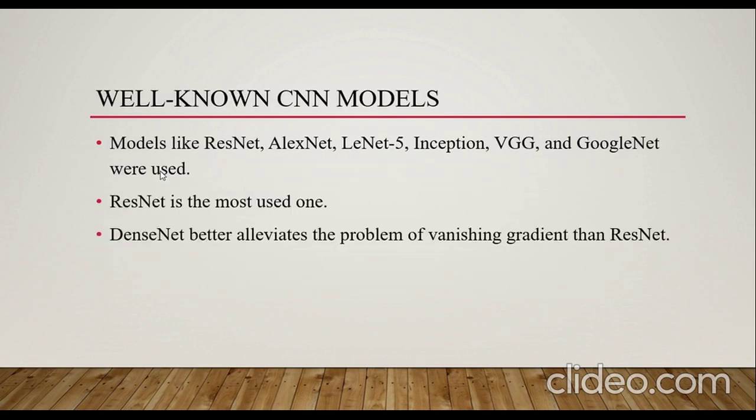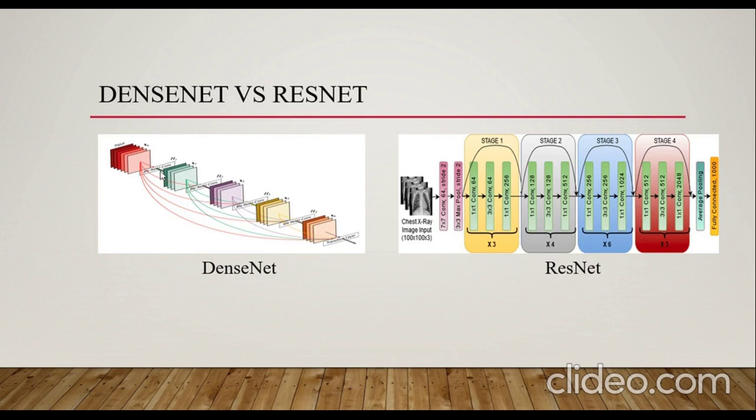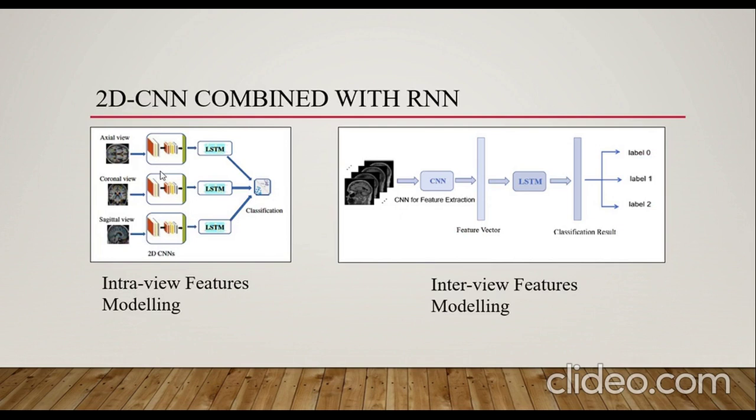There are well-known CNN models that prove to be the most efficient models for image analysis, like ResNet, AlexNet, LeNet, Inception, VGG, and GoogleNet. ResNet is the most used one. ResNet was developed specially to alleviate the problem of vanishing gradient. DenseNet was developed after ResNet, which better alleviates the problem of vanishing gradient, achieving better or higher accuracies.